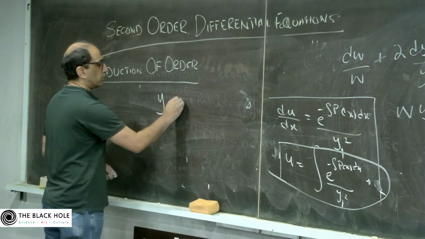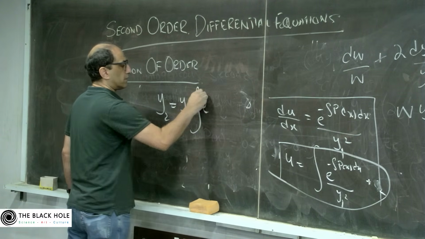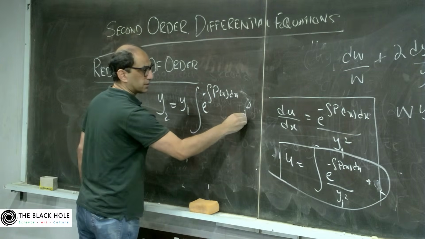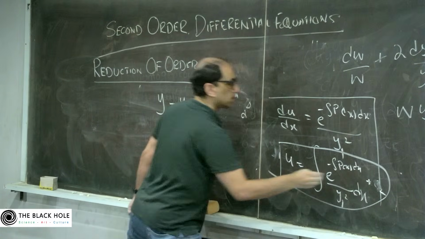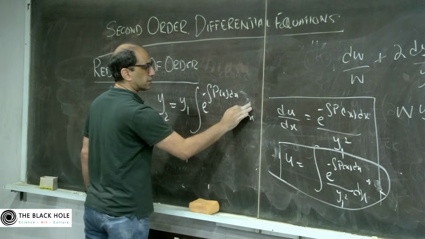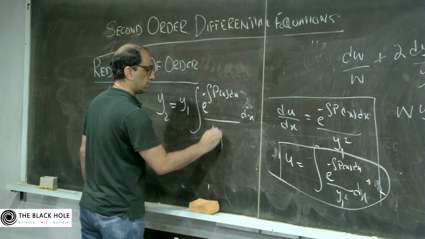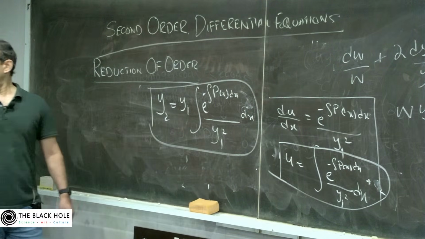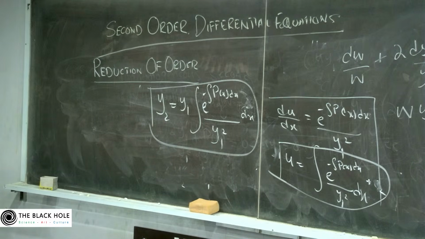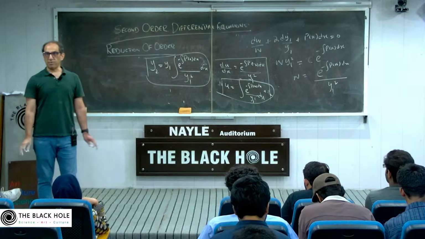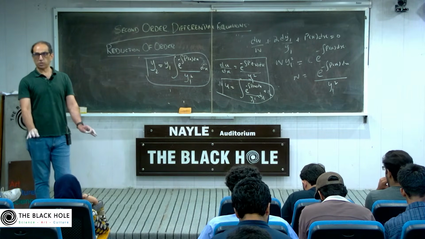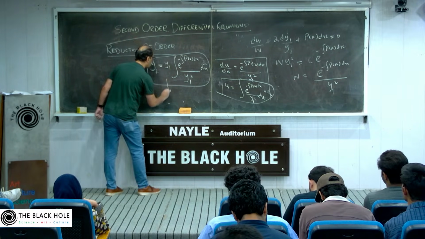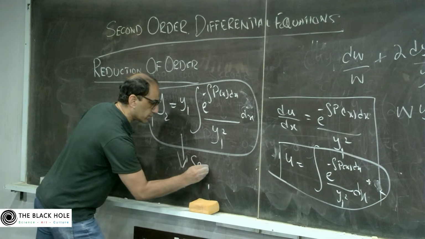y2 is equal to y1 integral e raised to power minus integral px dx over y1 squared. So this is the form of the second solution. You don't have to memorize it. Using the method of variation of parameters and the reduction of order, you can derive what we call the second solution.